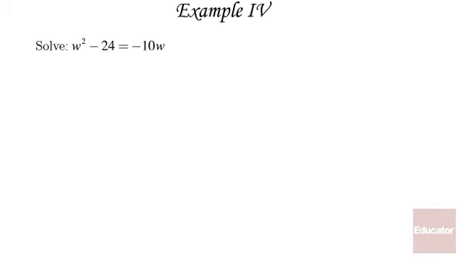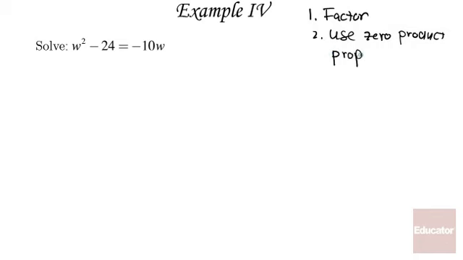Okay, in the last example today, we have an equation. Therefore, our approach is going to be to factor and to use the zero product property. We're going to factor and then use the zero product property to solve this equation. In order to factor this and to then use the zero product property, I need to write this in standard form.